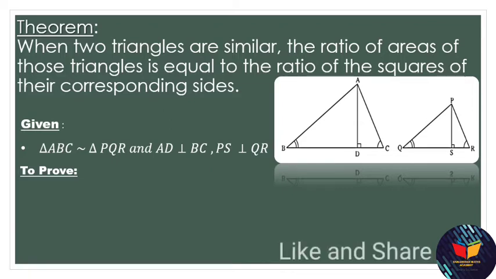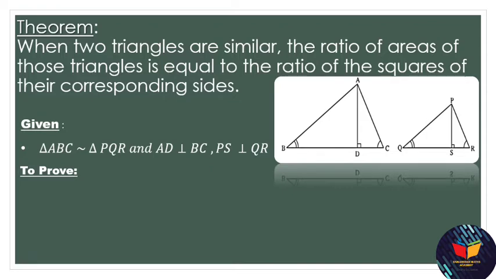Okay, so in the statement, if you see, after the comma, the ratio of the areas of those triangles is equal to the ratio of the squares of their corresponding sides. This much of the part is for the proof. Okay, when two triangles are similar, it is given to us. Then what do we have to prove? The ratio of areas of those triangles, that is, area of triangle ABC to area of triangle PQR. What ratio do we have to show for them? It is equal to the ratio of the squares of their corresponding sides.